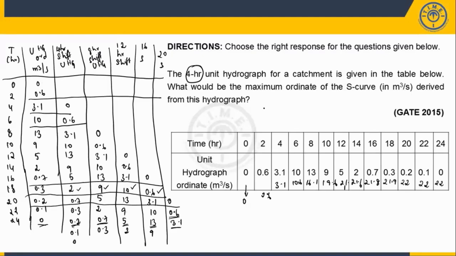The S-curve starts like this, goes to a maximum, remains constant. So where is it becoming constant? At 20 hours. What is the maximum ordinate of the S-curve now? 22. That's it.